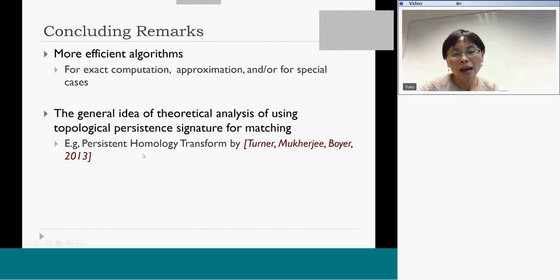Okay, so I should mention that Tuna and collaborators also use a similar type of idea for surface matching, where for every point, the function they consider is the height function instead of the geodesic function that we consider in this work. In general, it would be interesting to provide some theoretical analysis and guarantee of using such a topological persistence signature. Okay, and that's all that I want to say. Thank you all, and I can now take questions.